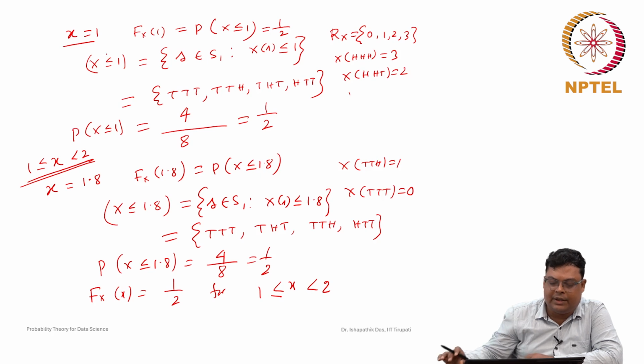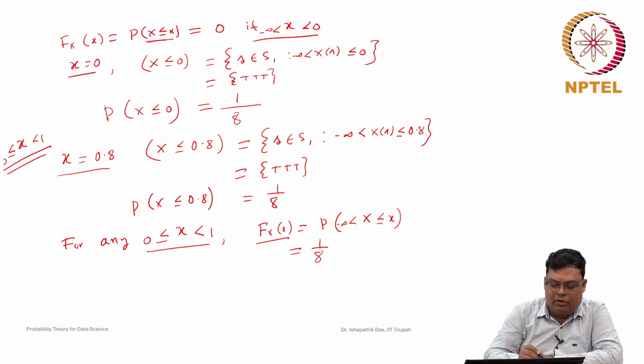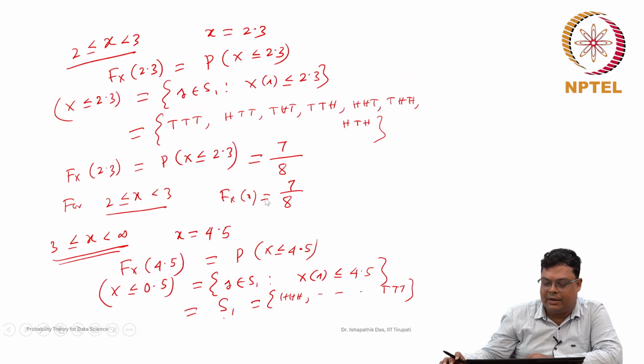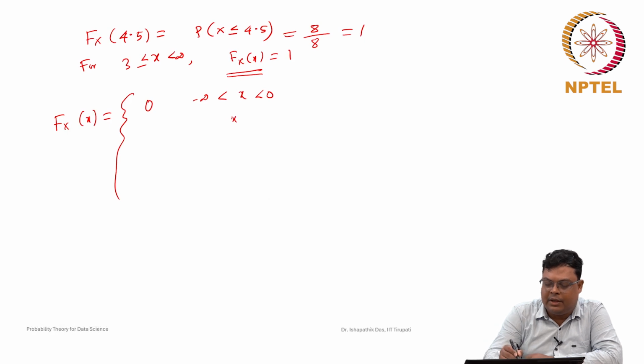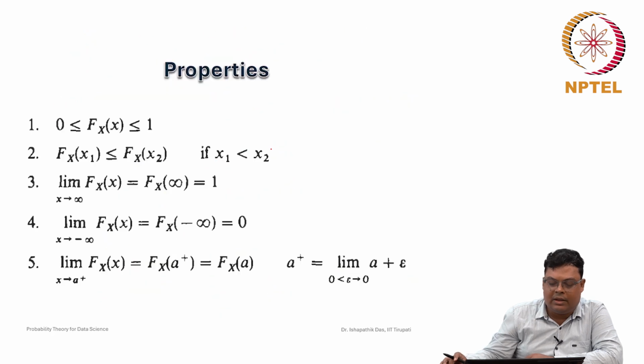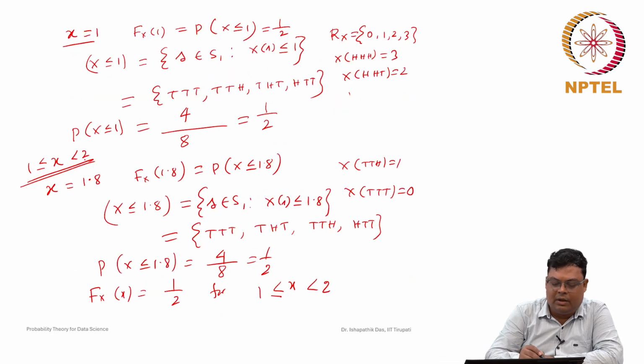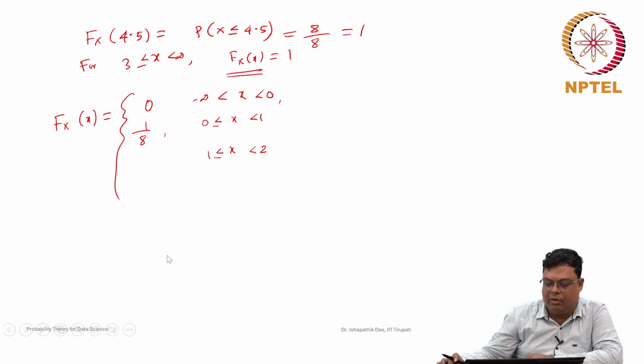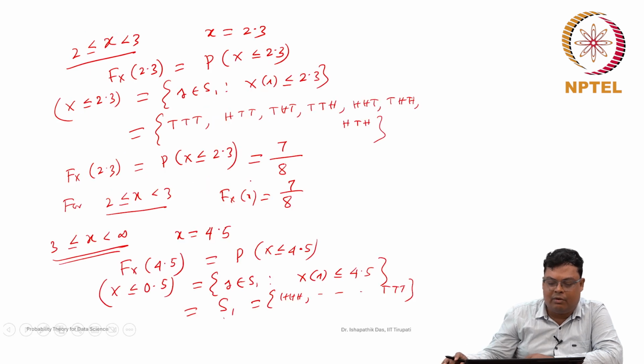So x is between 0 and 1, and in that case the value is 1 by 8. So x greater than or equal to 0 and less than 1, this is nothing but 1 by 8. Then x greater than or equal to 1 and less than 2, this value is 1 by 2. Then whenever x is greater than or equal to 2 and less than 3, this value is 7 by 8.